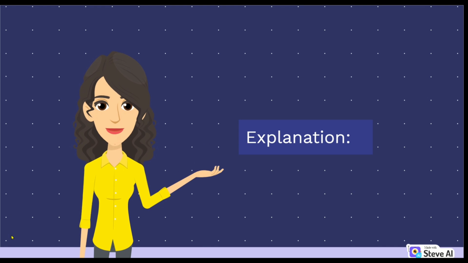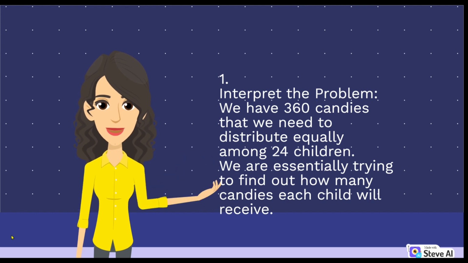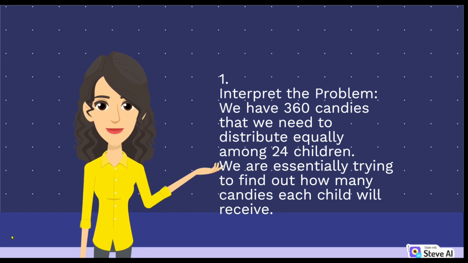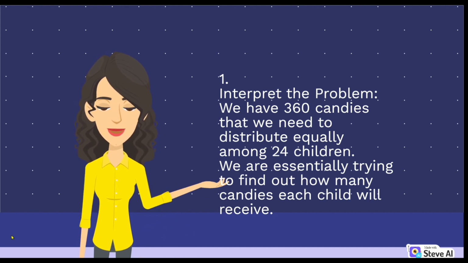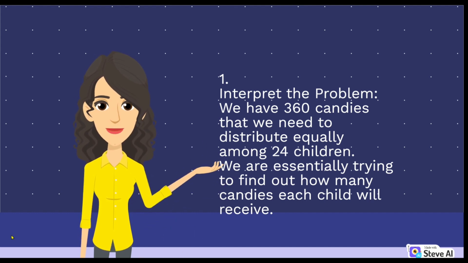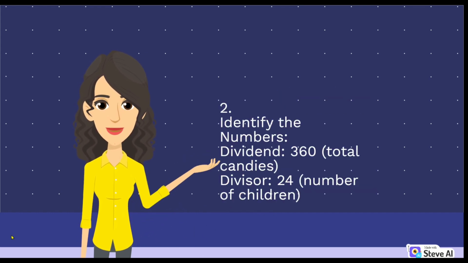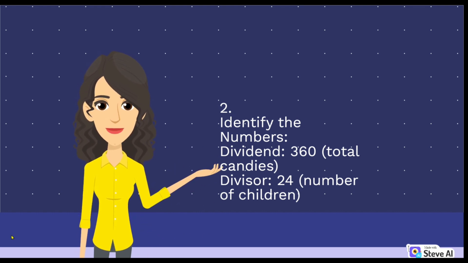Explanation. 1. Interpret the problem. We have 360 candies that we need to distribute equally among 24 children. We are essentially trying to find out how many candies each child will receive. 2. Identify the numbers. Dividend: 360 total candies. Divisor: 24 number of children.